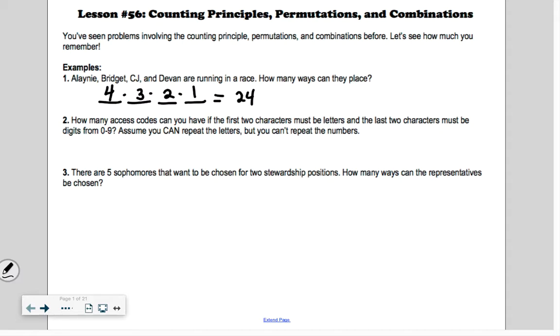You can list all of those possibilities out. You can do A, B, C, D, A, C, B, D, A, D, B, C. You could list all of the possibilities. There would be 24 of them, okay?